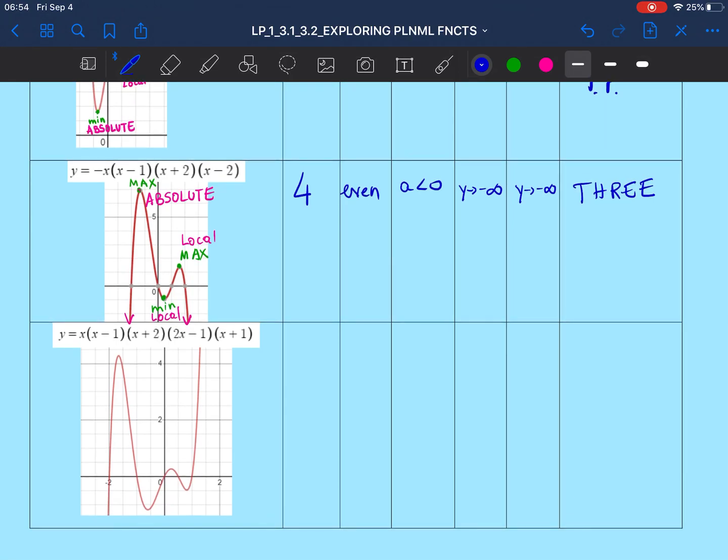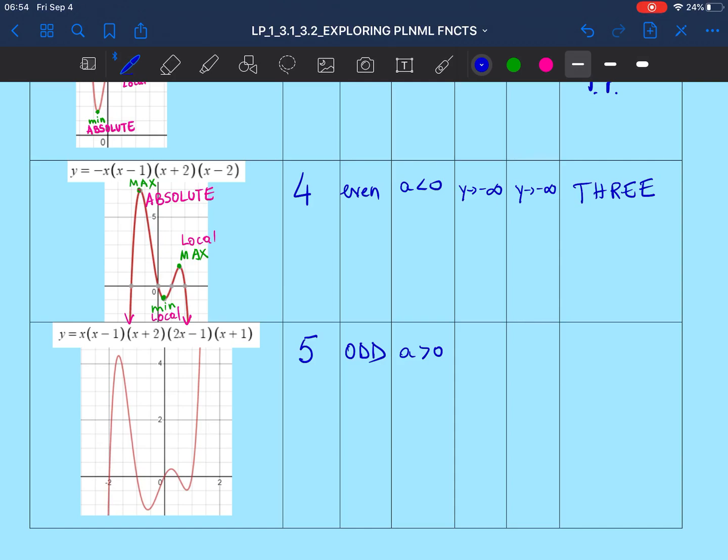So now let's take a look at degree 5 functions. So we have x, x minus 1, x plus 2, 2x minus 1, x plus 1. 1, 2, 3, 4, 5 times x is multiplying itself. So degree 5, which is an odd degree function. So the leading coefficient, x has coefficient 1 times 1 times 1 times 2 times 1. So the leading coefficient is positive.